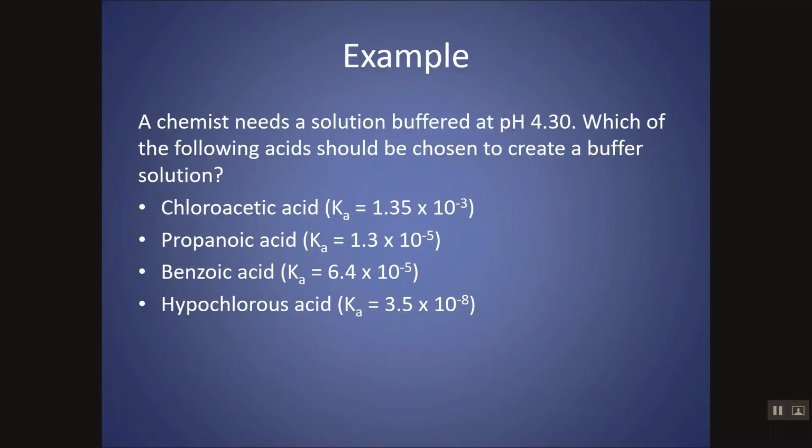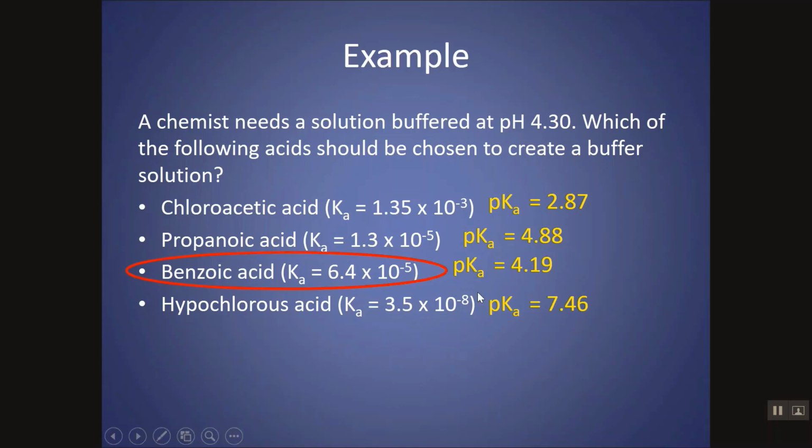So take a moment, try this example. Pause the video. Okay, so the chemist wants a solution buffered at 4.30, we want to find an acid where the pKa is as close as possible to 4.30. So take the negative log of all these Kas and you'll find that benzoic acid has the pKa closest to the desired pH, because that would allow us to use equal concentrations of HA and A minus, which we said would make optimal buffering.